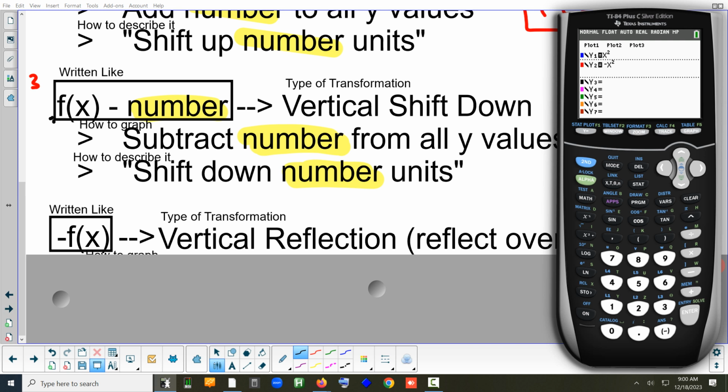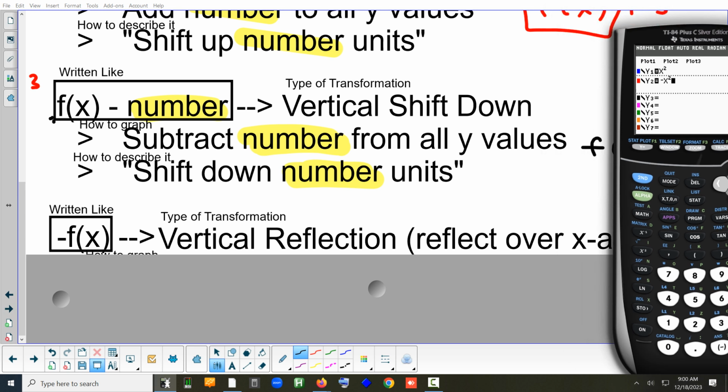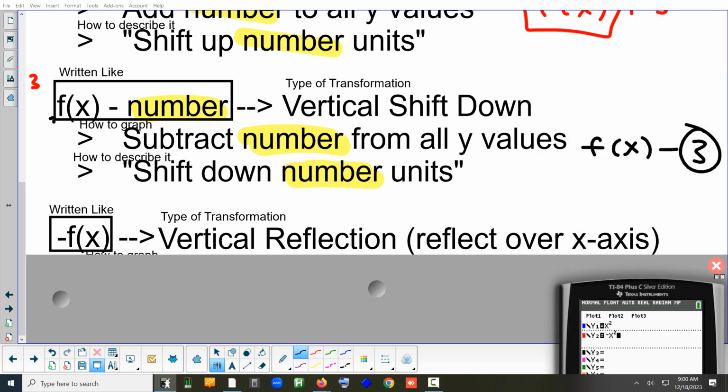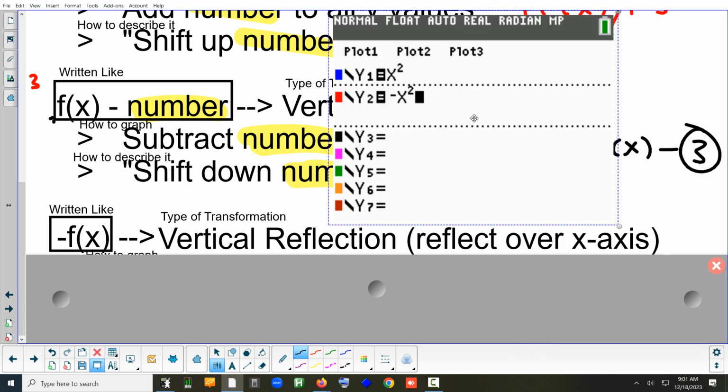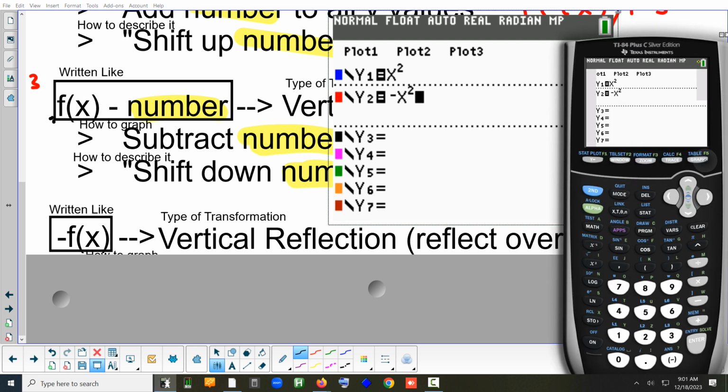Okay, what does it say that the negative should do? It should cause the graph to reflect. Yeah, it should cause the graph to reflect. Right, so if you can't see what I did, I just typed in something, and then I typed in something else with a negative in front of it. Okay, let's see what the negative does to it. So here's the original, and here's the one with the negative in front of it.